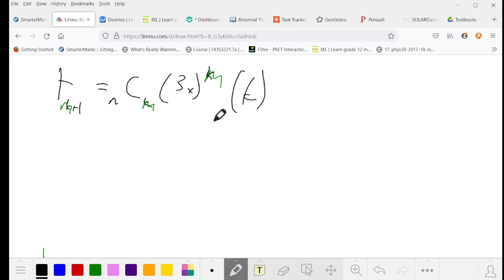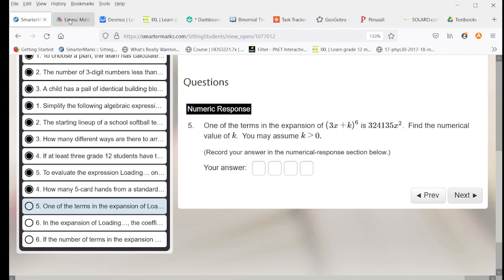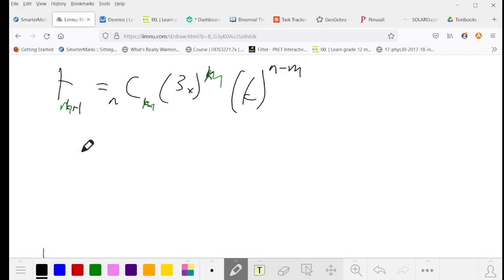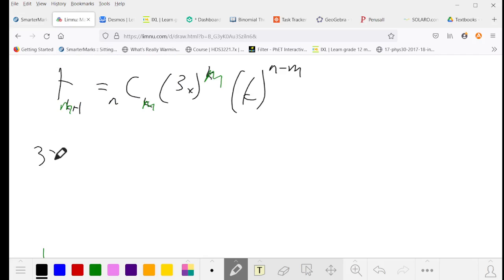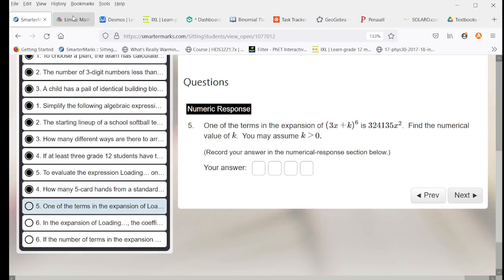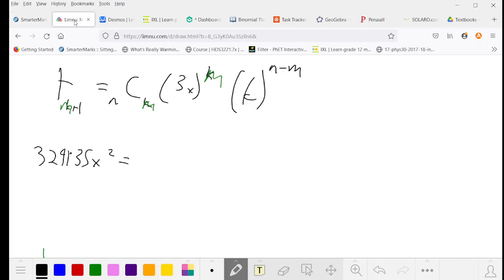And then here we have a k to the n minus m. In this particular case, we know n is 6. So we have, the term is 324,135x squared. And that 4 that looks like a 9 is all on me. It's not the small print. And then x squared. So our m is 2. So we have 6C2 times 3x squared times k to the 6 minus 2.